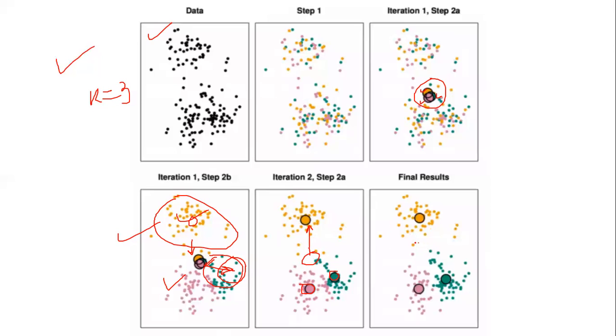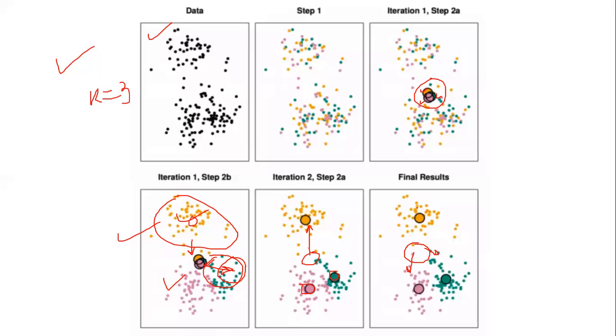So some of these points who previously belonged to the yellow class now became a part of the pink class, and some of them became part of the green class, right? And again I found the cluster center. So I will keep doing this: I will keep assigning all the points to the closest cluster centroid, and keep finding the centroid of the cluster once all the points have been assigned.